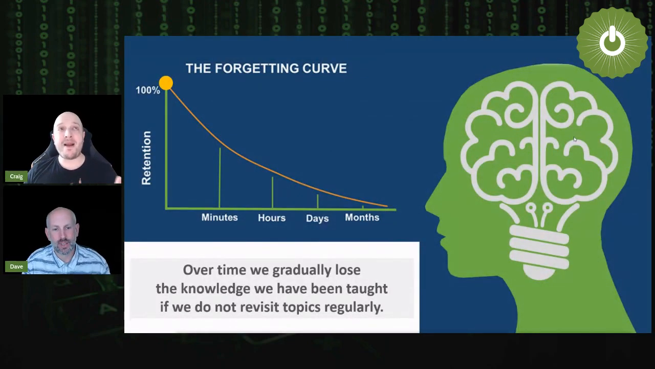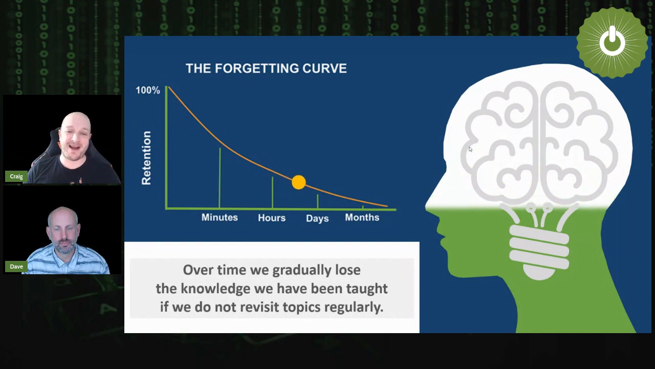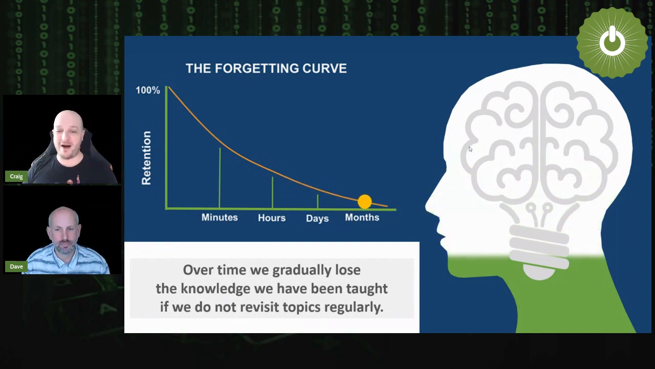So the basic notion here of the forgetting curve is that over time, we gradually lose the knowledge that we have been taught if we don't revisit the topic regularly. So you can see here 100% retention on the left, and you know the information, but you come back after several hours, days or months, and all of a sudden you've forgotten it.